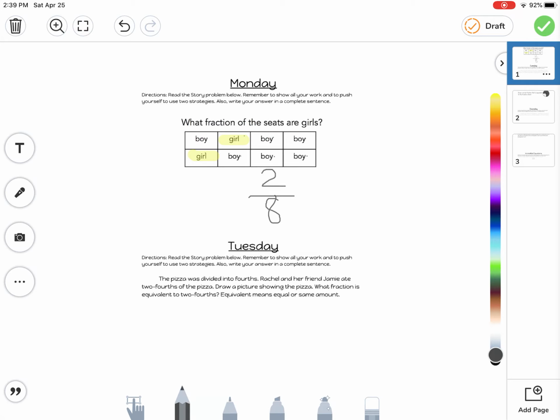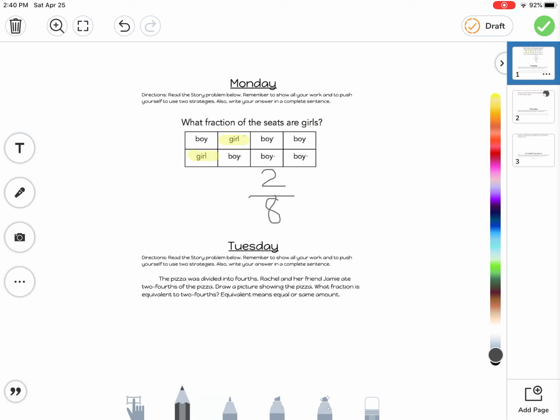All right, let's look at Tuesday. Tuesday says the pizza was divided into fourths. Rachel and her friend Jamie ate 2/4 of the pizza. Draw a picture showing the pizza. What fraction is equivalent to 2/4? Equivalent means equal or same amount.